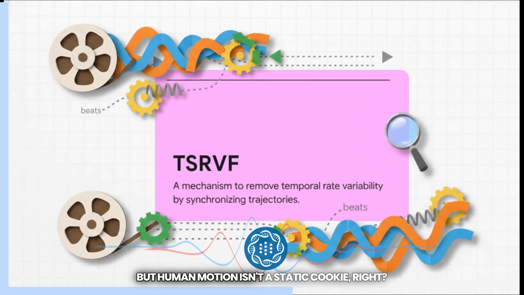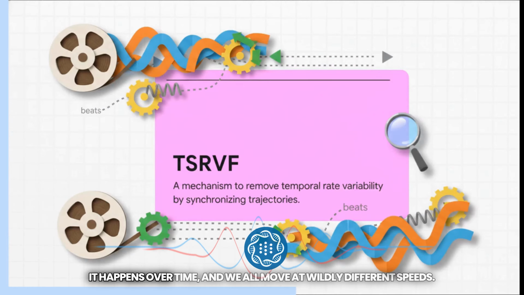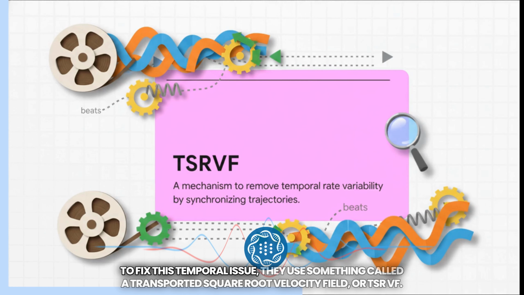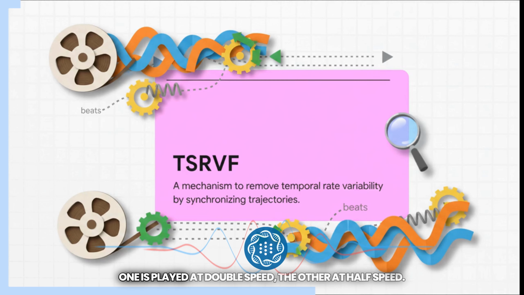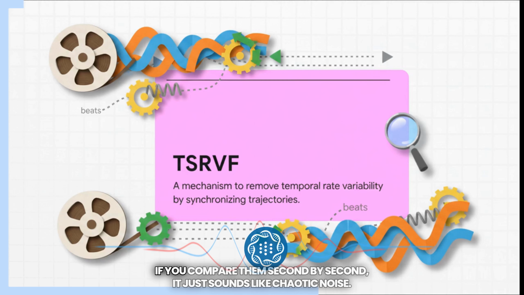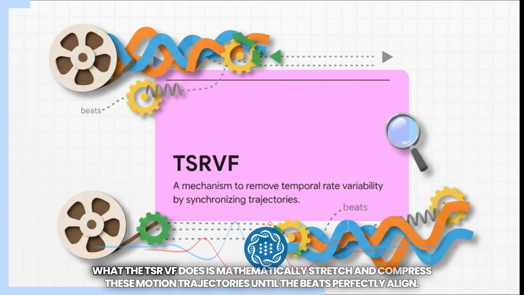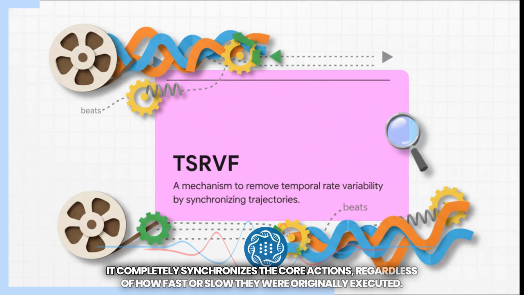But human motion isn't a static cookie, right? It happens over time, and we all move at wildly different speeds. To fix this temporal issue, they use something called a transported square root velocity field, or TSRVF. It sounds complex, but just imagine 2 audio tapes of the exact same song. One is played at double speed, the other at half speed. If you compare them second by second, it just sounds like chaotic noise. What the TSRVF does is mathematically stretch and compress these motion trajectories until the beats perfectly align. It completely synchronizes the core actions, regardless of how fast or slow they were originally executed.